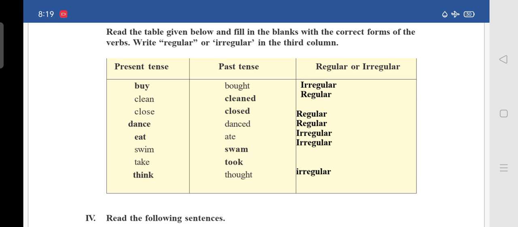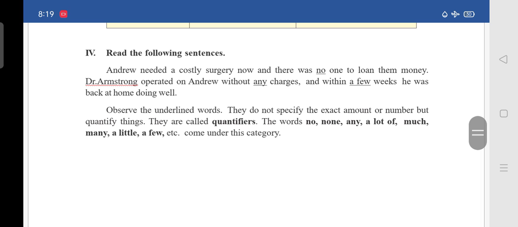Think. In the past tense they have given thought for you, isn't it? So present tense, what will you be writing? You will be writing think. Think, thought. It is also irregular, isn't it? So see the Roman number 4.